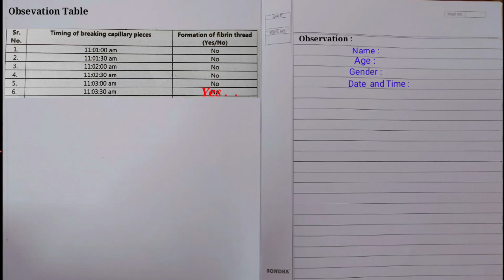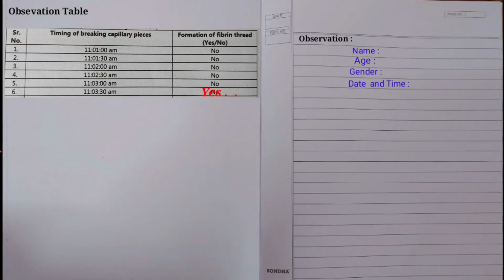Now the observation. You have to write first the name of the subject, age, gender, date and the time of pricking. After that you have to draw an observation table as shown in the video.